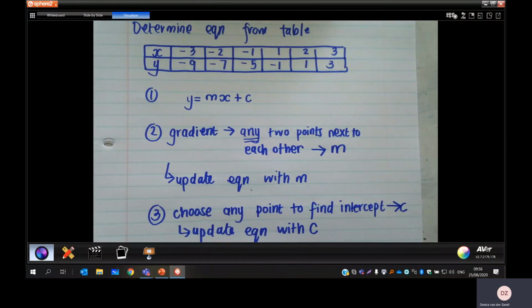So when I see you on Thursday, I'll take this page out again and we will calculate the equation of those values on that table.